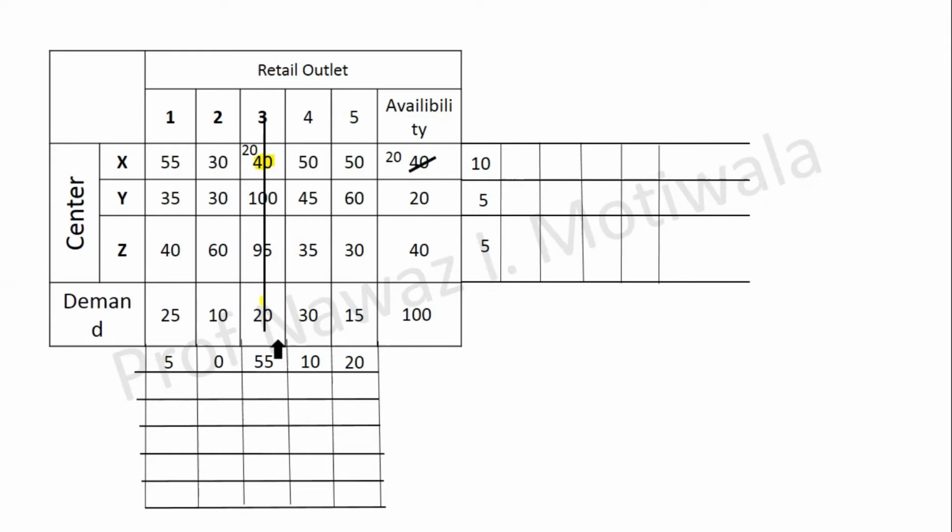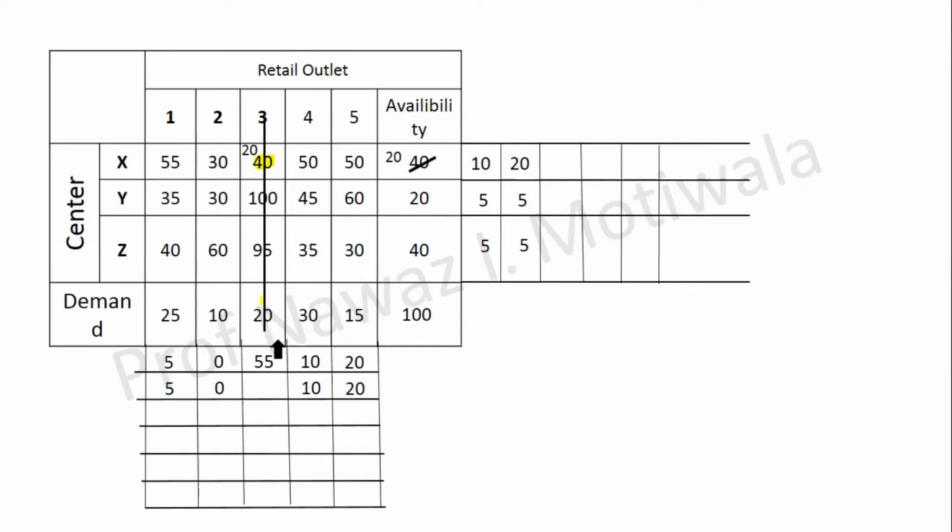20, 25, 5, 25 and 5. Yes, correct. 25 and 5. And what about columns? 5, 10, 0, 20. Correct. Now we have to check the maximum penalty.